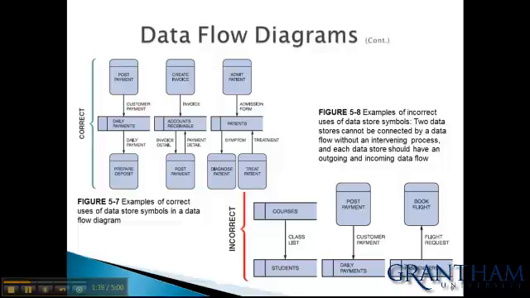Some incorrect examples: a data store cannot go into another data store, as shown below in courses and students. Both of those are data stores. Remember, a data store must be connected to a process.